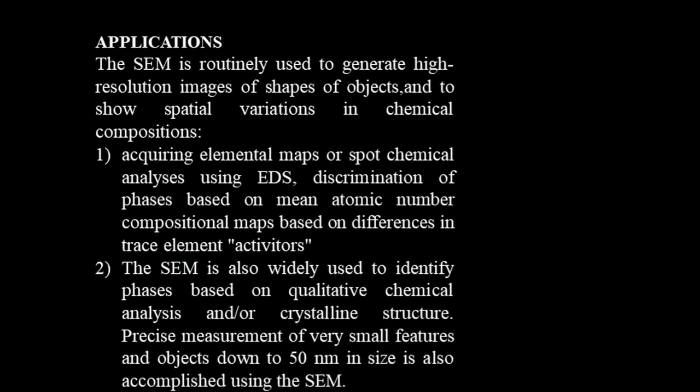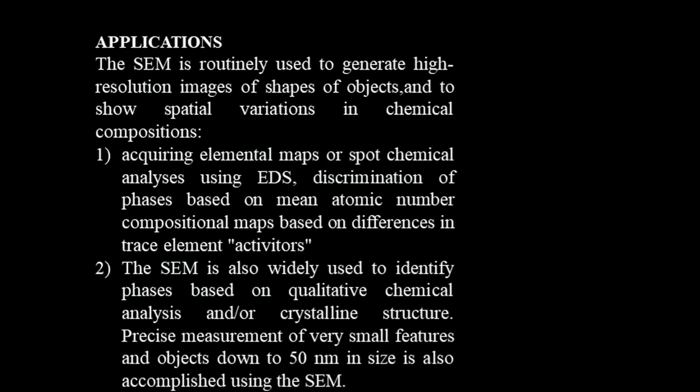Scanning electron microscopy is routinely used to generate high resolution images of shapes of objects and to show the spatial variations in chemical compositions. First, we can get elemental maps or spot chemical analysis using EDS analysis, which means energy dispersive X-ray analysis. The discrimination of phases based on mean atomic number, and compositional maps based on differences in the trace element activators.